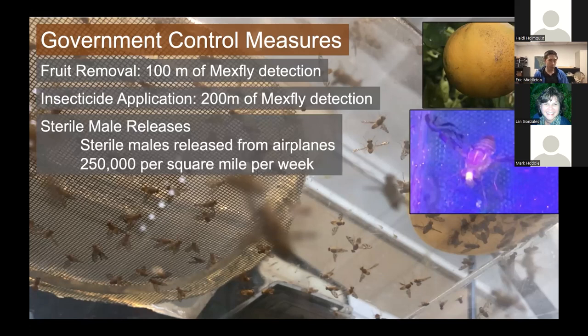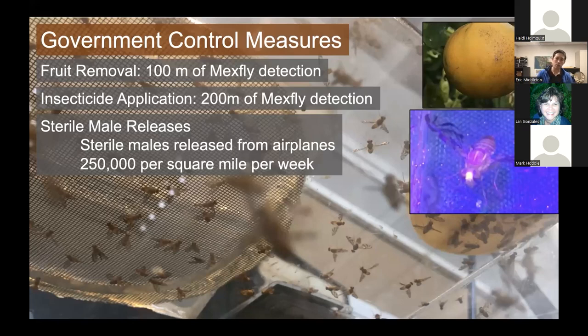And then the part that I think is much more interesting, they'll do these very large sterile male releases. So they're breeding hundreds and hundreds of thousands, millions of Mex flies where the males are sterile. And these sterile males will then be released from airplanes at a rate of 250,000 of them per square mile per week, in an area that I believe is 43 square miles around each Mex fly detection. So it's a huge number of flies that are being released.